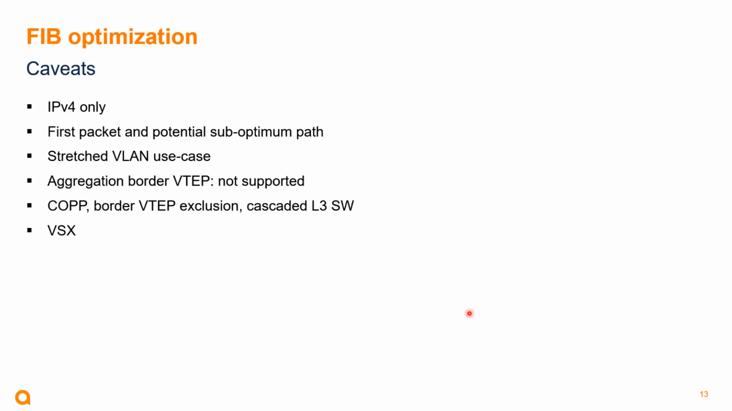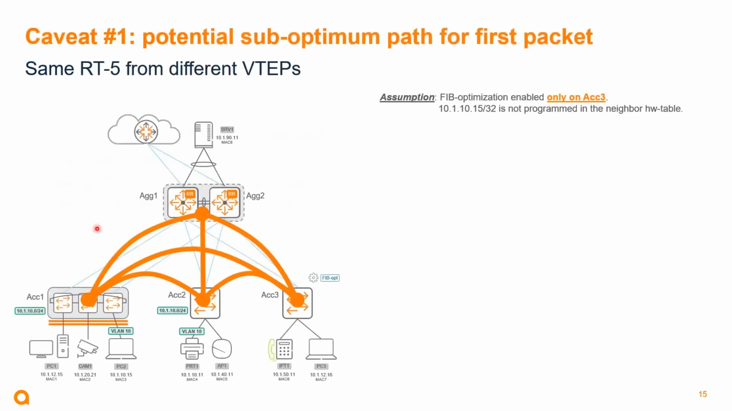I will cover that in detail. We'll talk about CoPP, the border VTEP exclusion that needs to be set on the access switch. What about cascaded L3 switch as well, and a point on VS6. So let's dive into those. First potential problem: suboptimal path for the first packet.